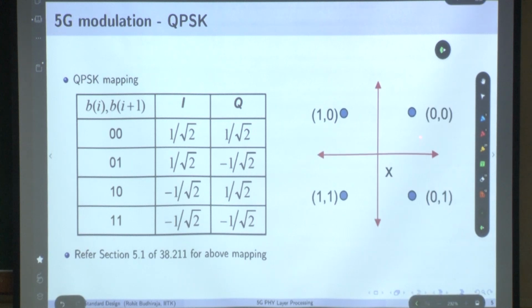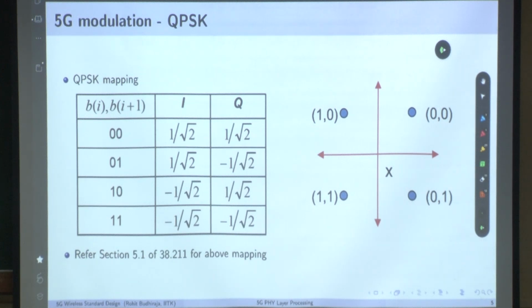This is the complex plane. You look at this: 0,0 is mapped to this point, 1 by root 2 and 1 by root 2. This is 0,1, mapped to 1 by root 2 on the x axis and minus 1 by root 2 on the y axis. 1,1 is minus 1 by root 2 and minus 1 by root 2. And this is minus 1 by root 2 and 1 by root 2. It's a very common QPSK mapping.